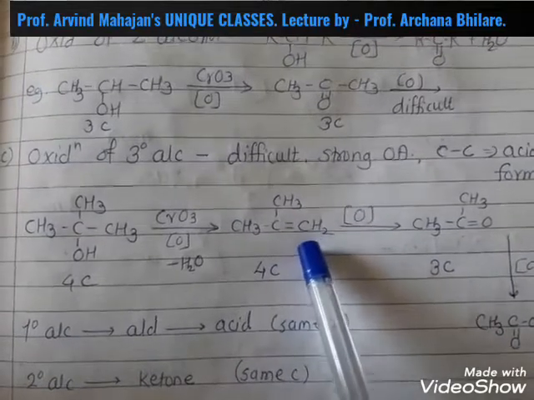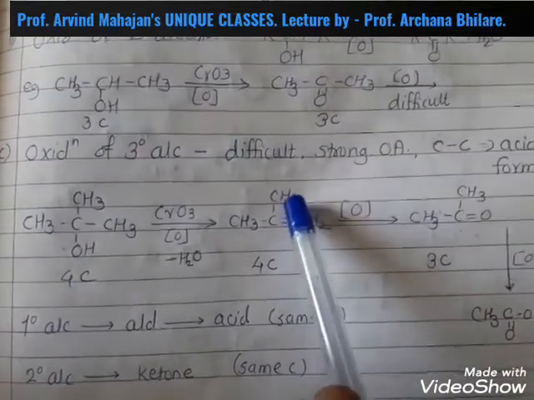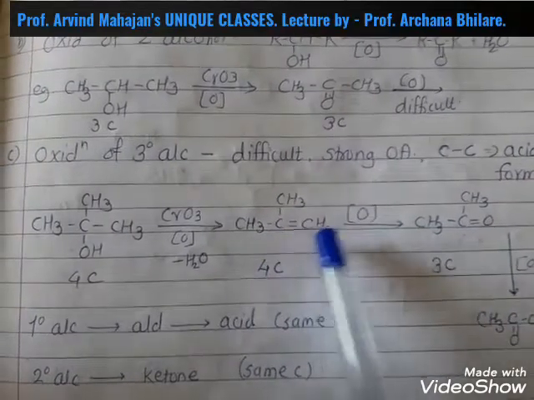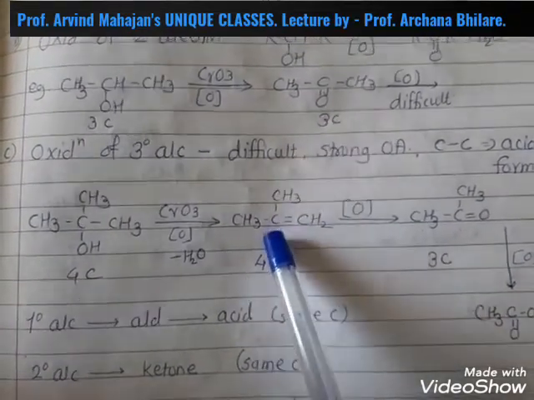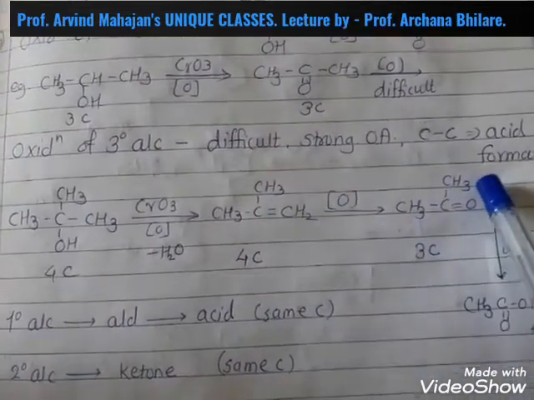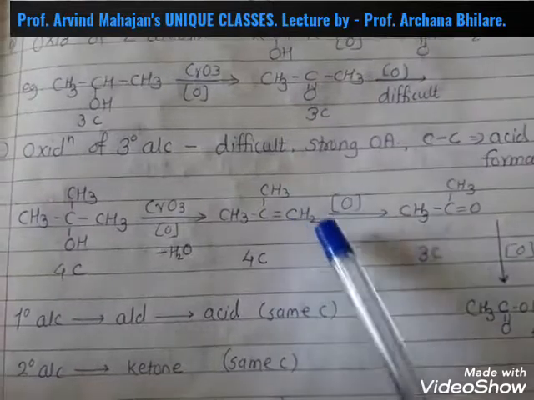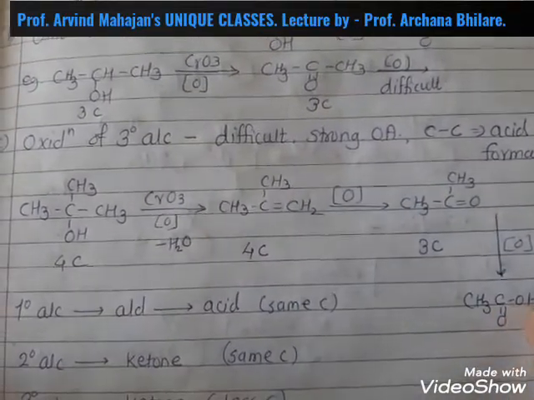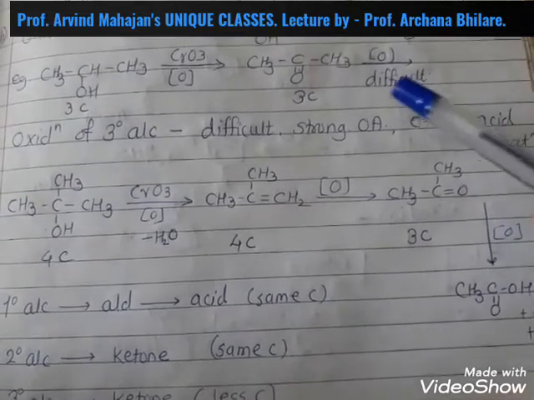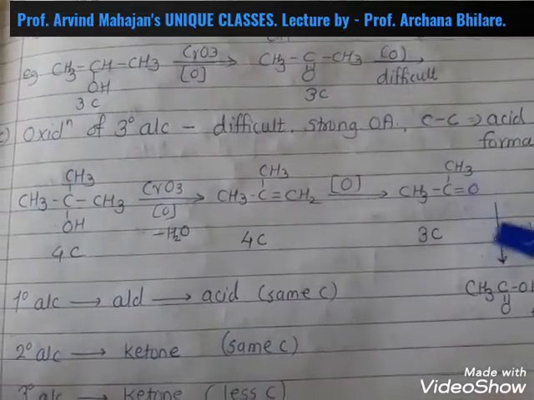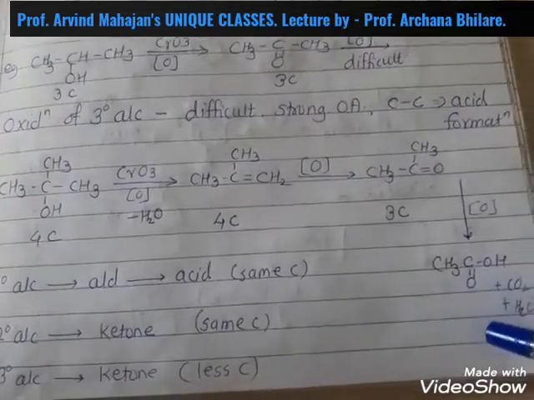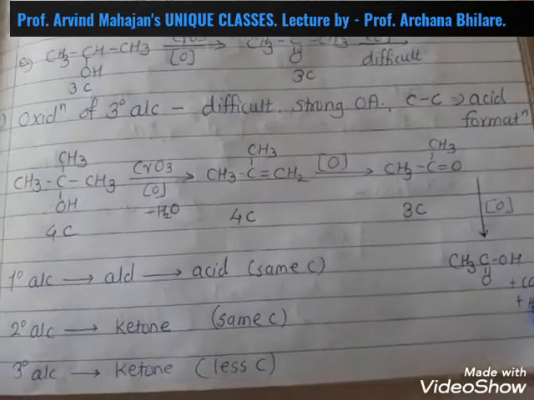Carbon-carbon double bond, when oxidized, then we have to break both the bonds and give oxygen to each doubly bonded carbon. So if we give oxygen to this, it becomes CH3, C double bond O, CH3, and this CH2 is oxidized to form CO2 and water. And if we further oxidize this, I told you in case of secondary alcohol, it's a ketone, so difficult to oxidize. And if we oxidize this, we will get acetic acid plus CO2 and water.